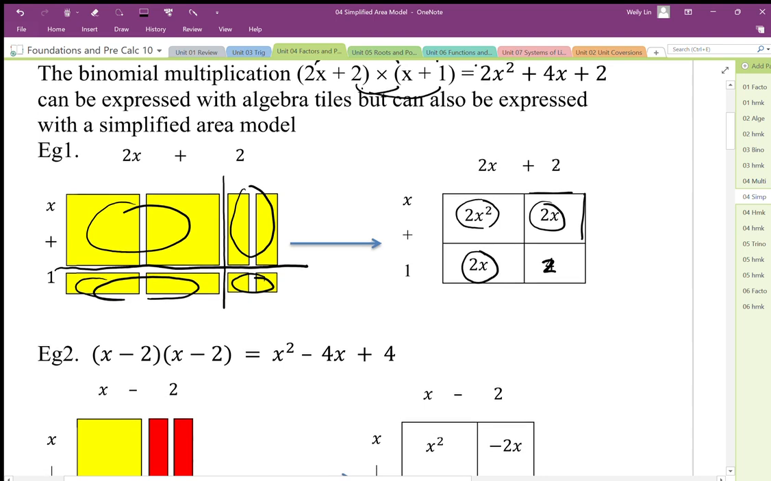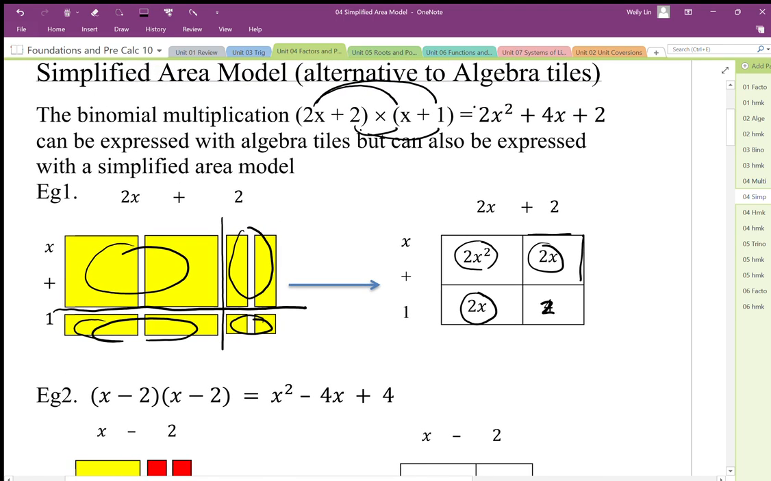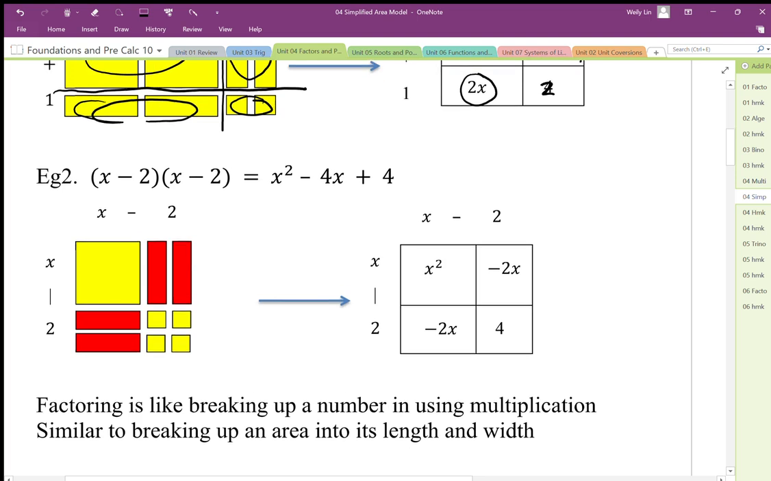So this simplified area model is a much easier way to deal with this if we don't need to see each individual part. We can see that the 2 parts horizontally and the 2 parts vertically give us the 4 pieces of the area that we're looking for. And so when we expand this out, we have 2 minus x times 2 minus x. This is really 2 minus x squared, so we end up with a square shape.